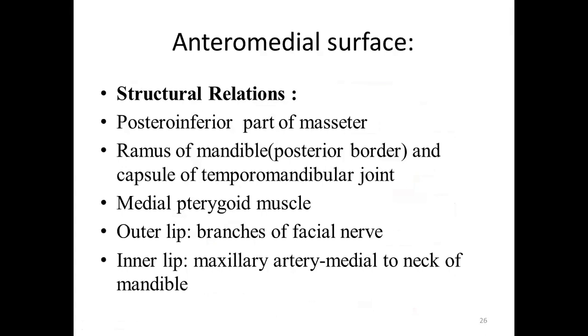Now, the anteromedial surface. The posterior inferior part of the masseter muscle can be located, the ramus of the mandible, the posterior border, and the capsule of temporomandibular joint anteromedially, and the medial pterygoid muscle. The outer lip consists of the branches of facial nerve, and the inner lip consists of the maxillary artery, medial to the neck of the mandible.